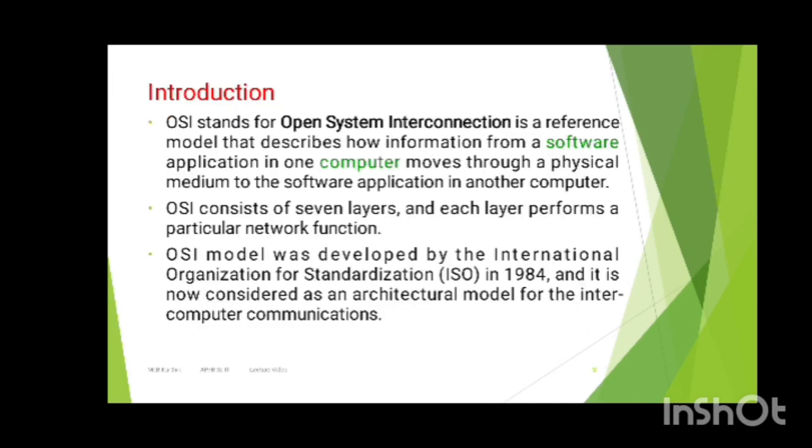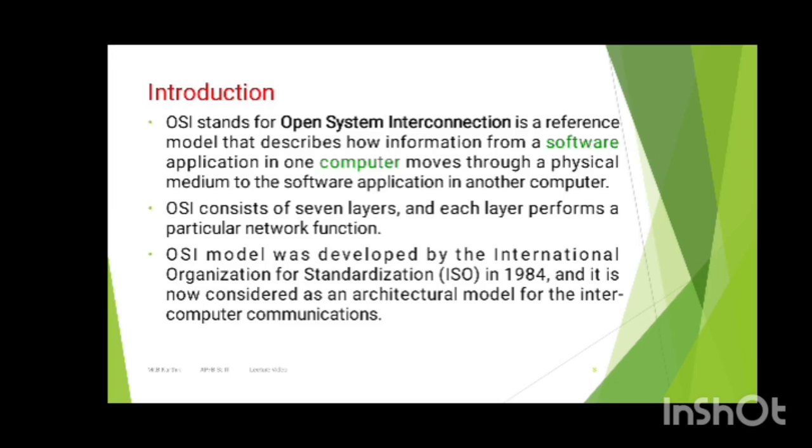OSI stands for Open System Interconnection. It is a reference model that describes how information from a software application in one computer moves through a physical medium to the software application in another computer. OSI consists of 7 layers, and each layer performs particular network functions.